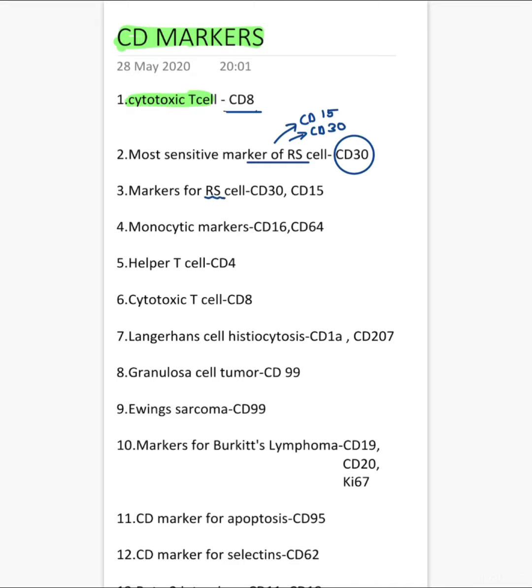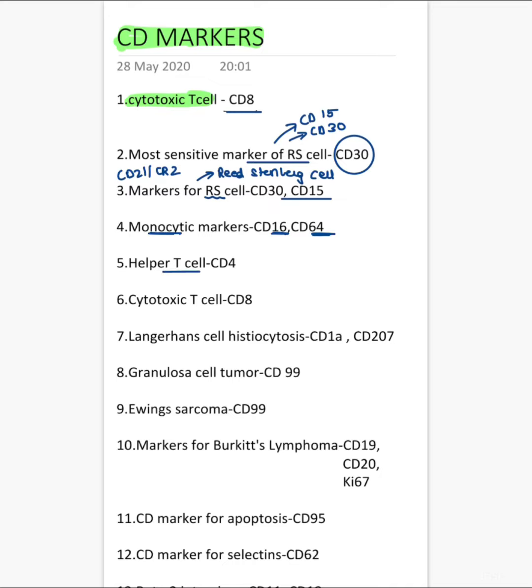What is an RS cell? This is basically your Reed-Sternberg cell that you see in cases of lymphoma. Epstein-Barr virus, which includes the EBNA things. CD21, the CR2 receptor attacks. So these are all the things that can be asked in your exam. CD30 and CD15. Then coming to the monocyte marker, sorry, that is CD14 and CD64 is your monocyte marker.